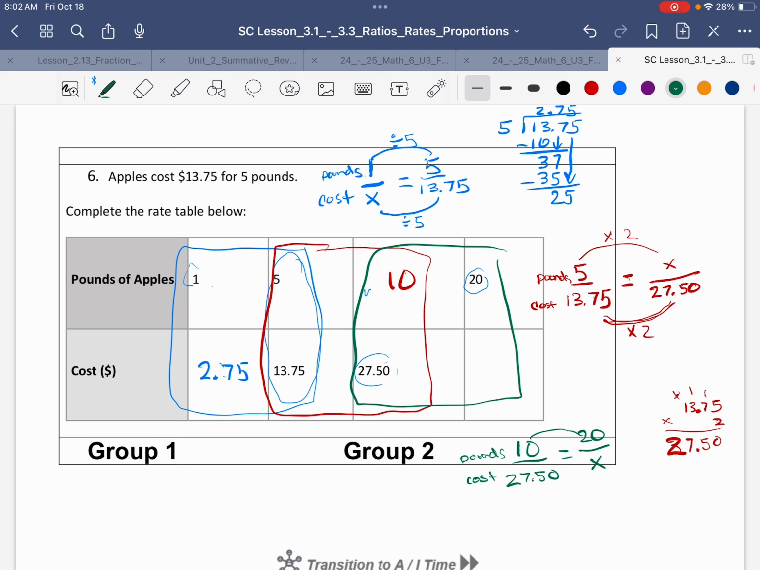To go from 10 to 20, that's times 2 scale factor. We do the same on the bottom to figure that out. So we end up with 27.50. I'm going to just use this 27.50 right here that I already have.